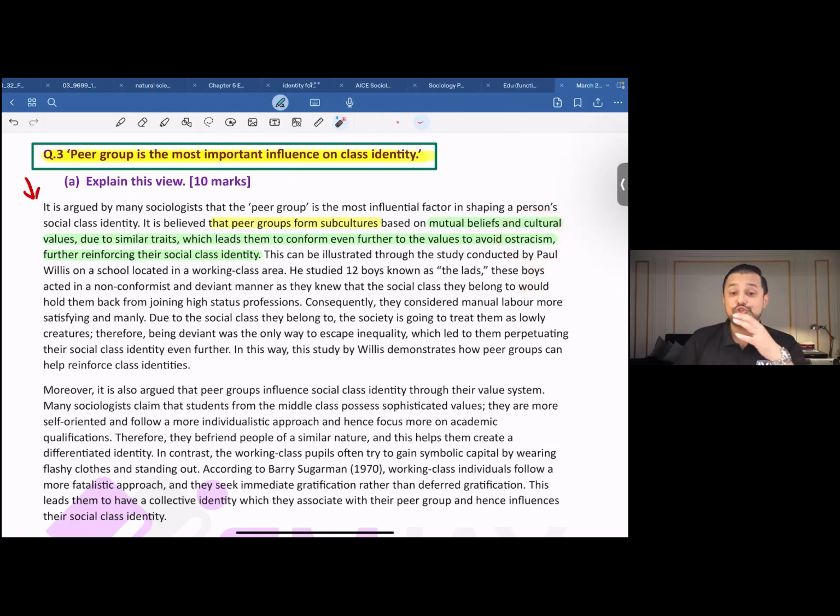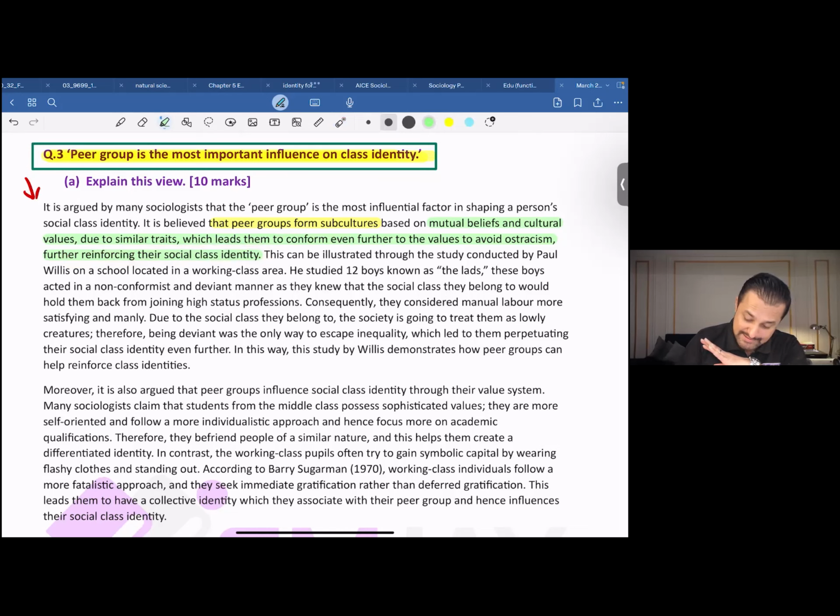So you show conformity towards a value system, towards the beliefs, towards the cultural values of a particular subculture, because you don't want to be kicked out of that group, right? Now, further reinforcing their social class identity, this can be illustrated through the study conducted by Paul Willis.